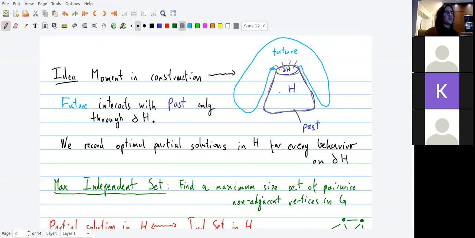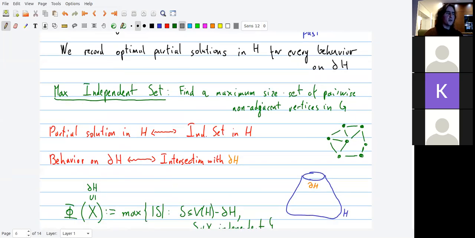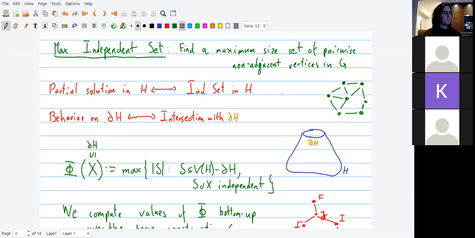So the idea is that when doing dynamic programming in a bottom-up way, we will record the optimum solutions for the subgraph H. But the only thing that we need to care about is the behavior of a partial solution on this boundary, because the boundary is the only place that will interact with the future. So whatever happens in the past, we can abstract away to what happens in the boundary. This may seem a little bit confusing at first glance, so let's see some examples.